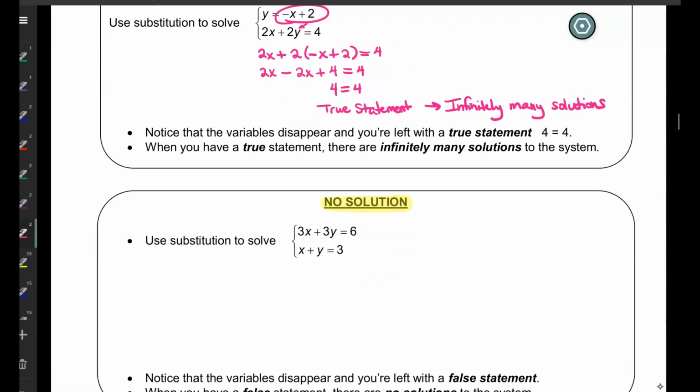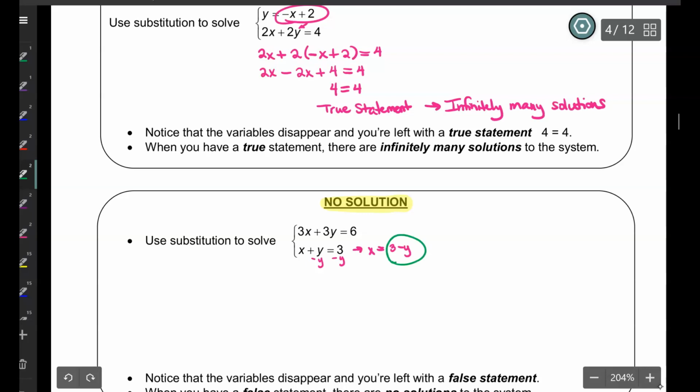Okay, so let's take a look at what happens when we have no solution. So we're going to use substitution. Now, first thing, I do not have a variable isolated, so maybe what I'll do is I will isolate x in the second equation just because it's easier. So I'm going to subtract y from both sides. So I get x equals, you can write that as negative y plus 3 or 3 minus y, it doesn't matter. And now I want to take this 3 minus y and plug that into the first equation. So it's not necessarily that you're taking the first or the second equation. You take whichever one is easier to solve for.